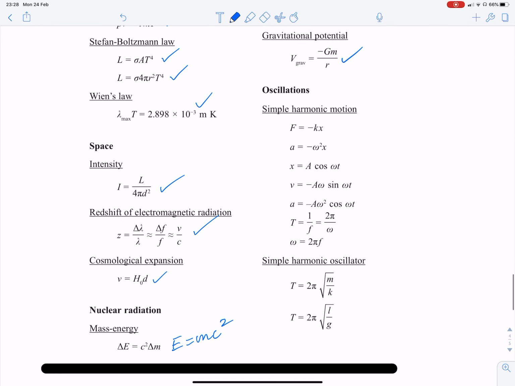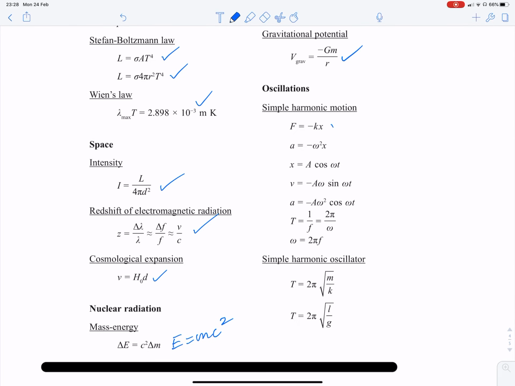Oscillation, simple harmonic motion. F equals minus kx. a equals minus omega squared x. x equals A cos omega t. v equals minus A omega sine omega t. Acceleration equals minus A omega squared cos omega t, where A is the amplitude, or the maximum displacement. So the amplitude is the maximum displacement.